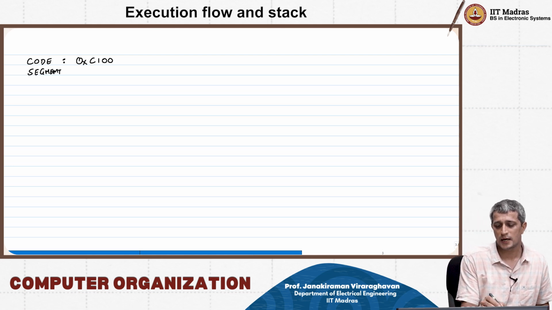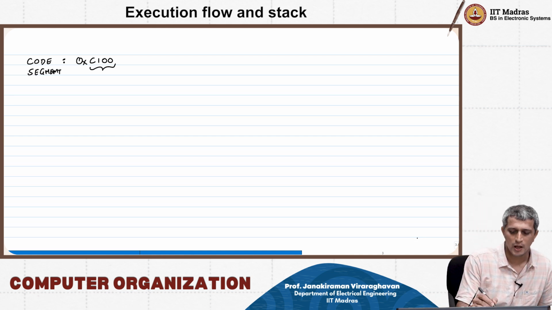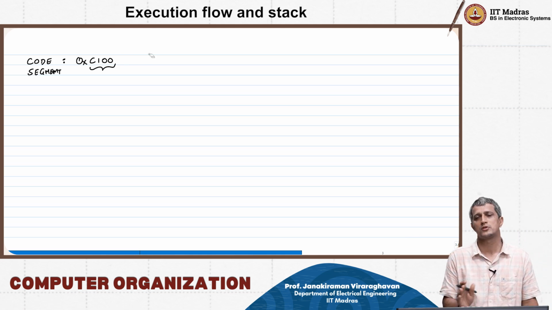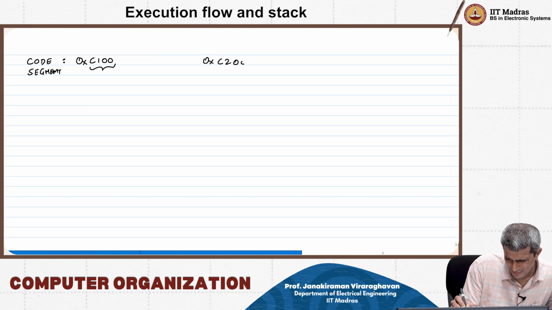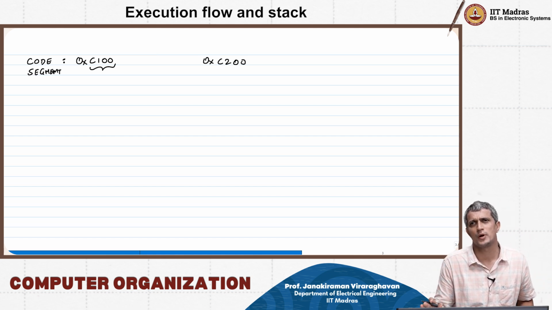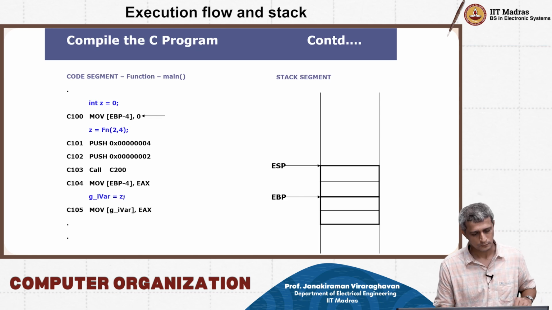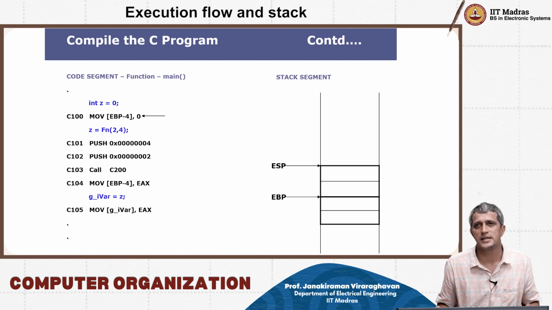So I am just assuming that this is a 16-bit number. Each digit is a hexadecimal number that gives 4 bits. So it's a 16-digit number. If you want 32, you can just append it like this. But to keep it simple, I am just going to call all the addresses 0xC100 or 0xC200, something. Some random hexadecimal assignment I am doing for the addresses so that we can figure out what's happening. So in C100, I am assuming that the instruction move Z is sitting.